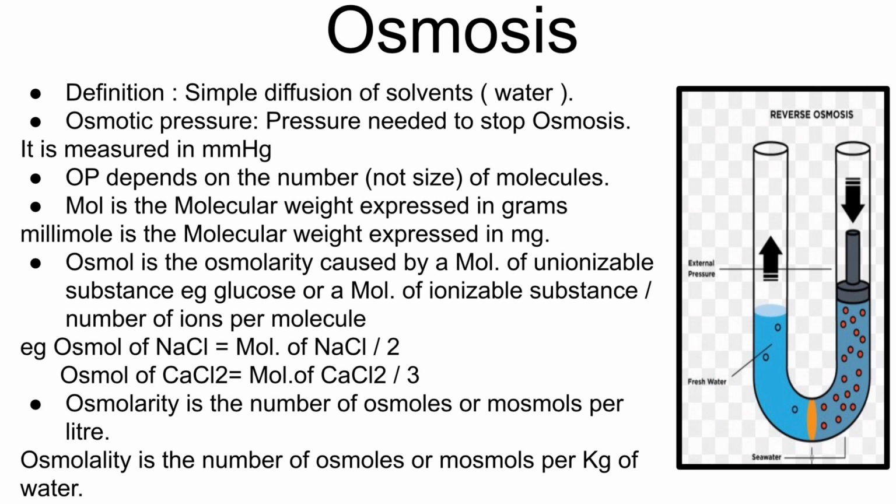Osmosis. There are 7 points to be discussed concerning osmosis. First, the definition. Osmosis is a simple diffusion of solvent, which is water, not salts. So it occurs from the site of more solvents, as it contains less salts, to the sites of less solvents, which contains more salts or solutes.